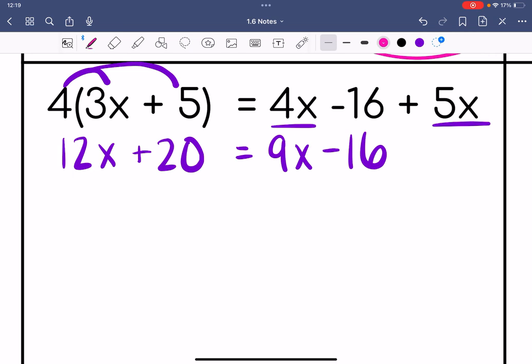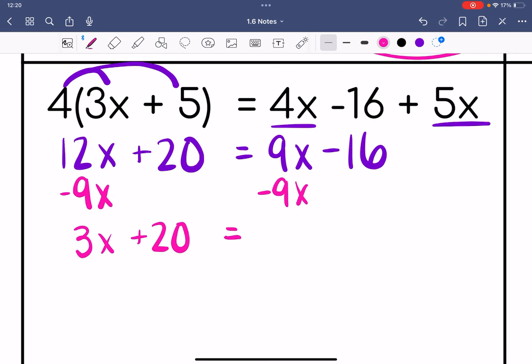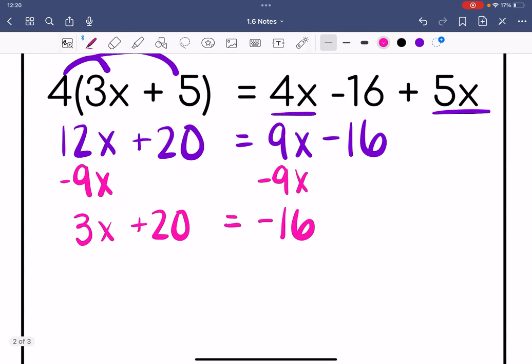Okay, from here, I'm going to get rid of that 9x on both sides because 12 minus 9 is going to be easier for me than 9 minus 12. So I'm going to choose to subtract the 9x. 12x minus 9x is 3x. I still have plus 20. That is equal to, over here I've got -16. Did I make a mistake somewhere? No, I didn't. Okay, I thought I made a mistake. Nope. Next step is to subtract 20 from both sides.